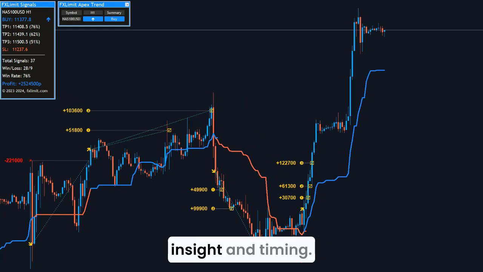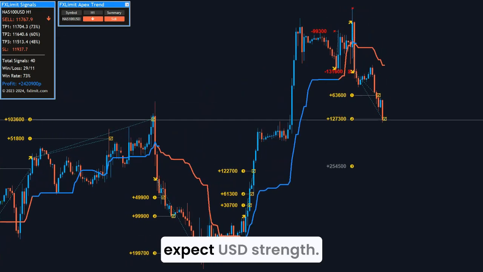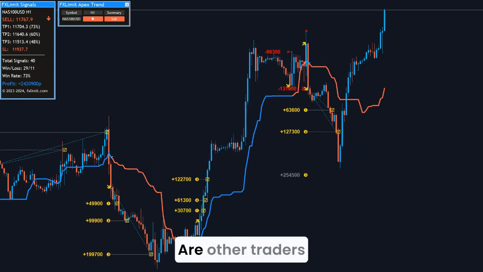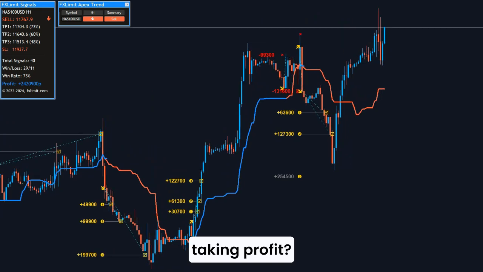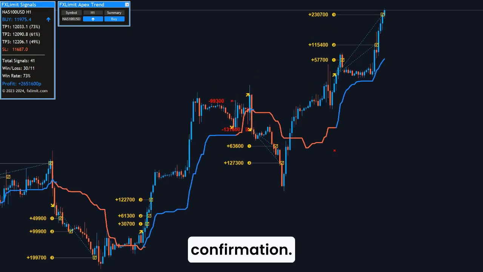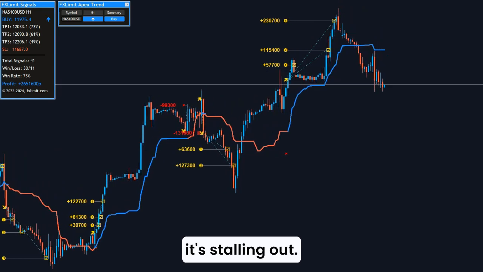It's a blend of insight and timing. For instance, after a positive jobs report, you might expect USD strength, but is the move already priced in? Are other traders already taking profit? That's when Apex's trend scanner and dashboard can give you that extra confirmation. You'll know if the trend is truly in motion or if it's stalling out.